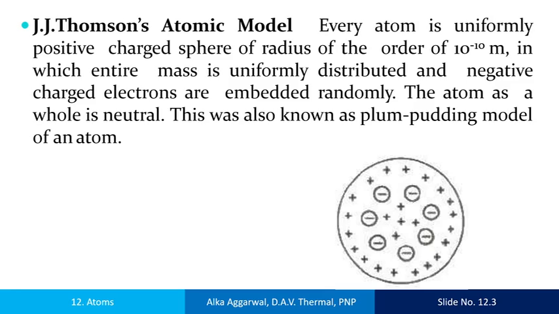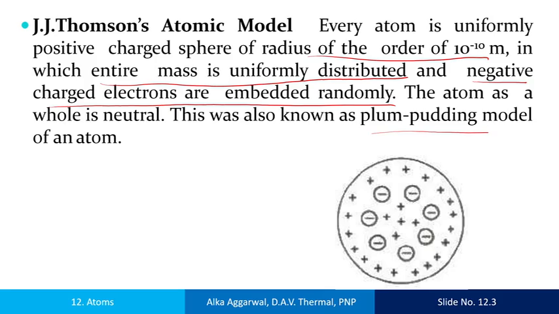According to Sir J.J. Thomson, the atom is a positively charged sphere of radius 10 to the power minus 10 meter, in which the entire mass is uniformly distributed and concentrated at the center. And the negative charges, electrons, are embedded here and there like seeds in a watermelon, or like plums in a pudding. So it is also known as the plum pudding model.